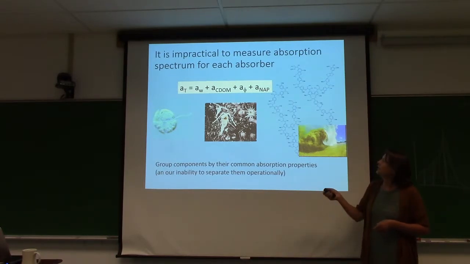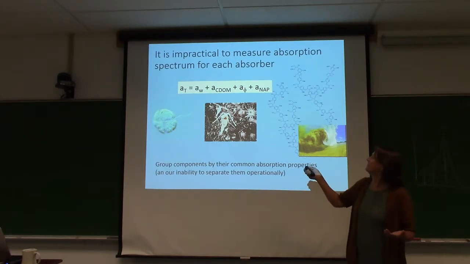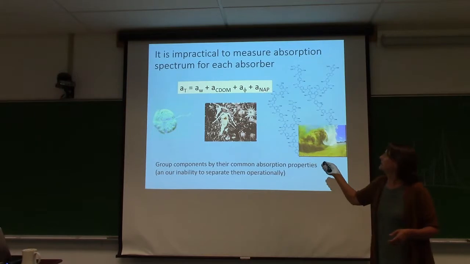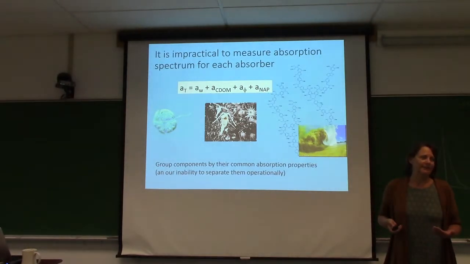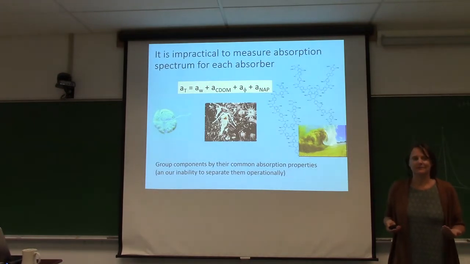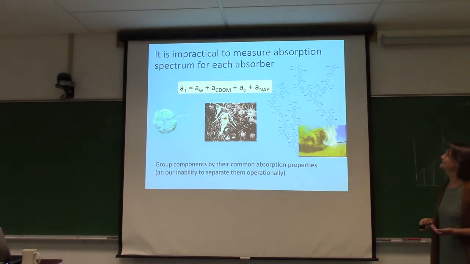The major groups that we tend to divide it into are water, dissolved organic matter, colored or chromophoric dissolved organic matter, and phytoplankton, which sometimes we write with a phi, sometimes a pH, sometimes a phyt. This is a phytoplankton here. And then something called non-algal particles, which means everything that's not phytoplankton. We'll discuss what's actually in that component.